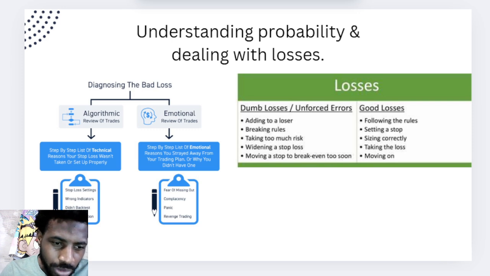Now the technical side will be your stop loss settings. Are you using the wrong indicators, did you not back test, and wrong allocation. Okay. Now on the emotional side, fear of missing out, complacency, panic, and revenge trading. Okay, these are some things you could write down in your journal if you did those. What were your stop loss settings? Were you fearing that you were missing out, such and such?